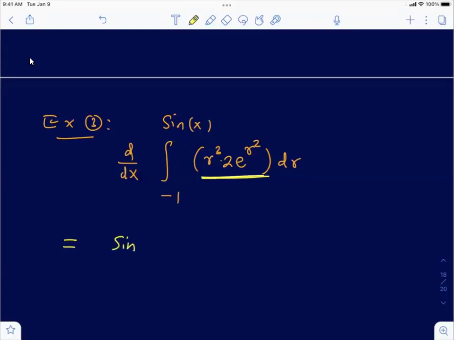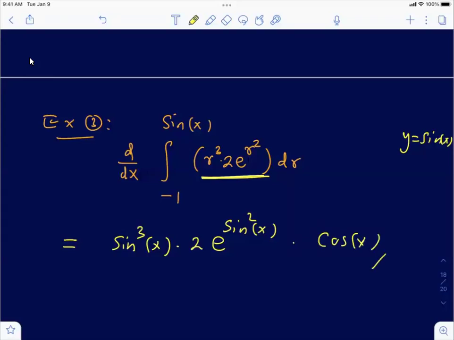So it's going to be sine cubed x times 2 times e to the sine squared x, times. Now in the next step, don't forget you need to take the derivative of the top bound, which is just exactly the variable change if you had a substitution y equals sine x. So that's going to be the derivative of sine x, that's going to be just cosine x. So the final step is none other than just that derivative in the computation.